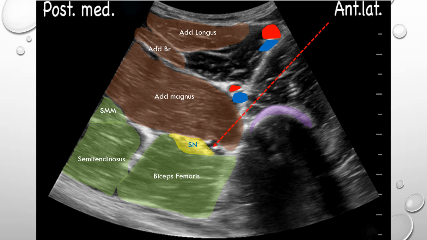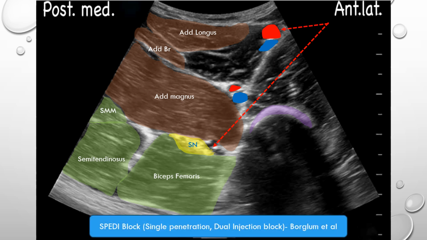A needle is approached from an anterolateral to a posteromedial direction to make contact with the sciatic nerve, and injection of local anesthetic is made. To obtain complete anesthesia of the leg, the adductor canal block can also be performed in the same injection, with a single penetration and a dual injection technique to cover complete anesthesia for the leg. This is called the SPEDI block, a single penetration dual injection technique, which was described by Borglum et al.